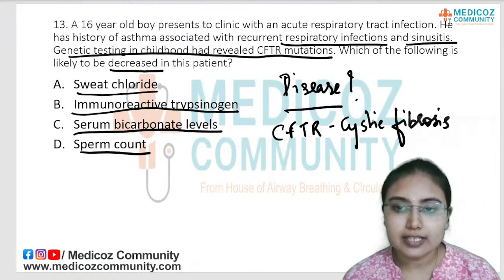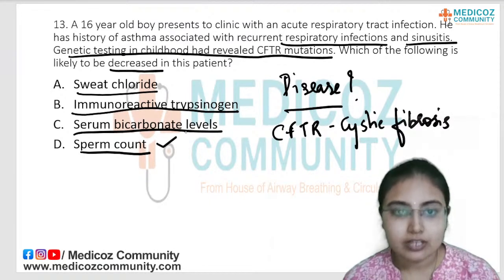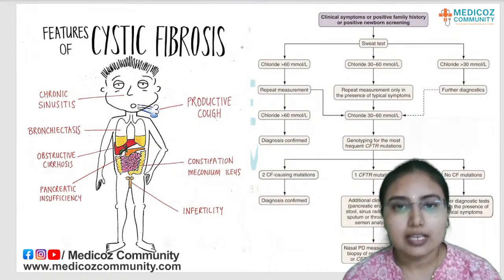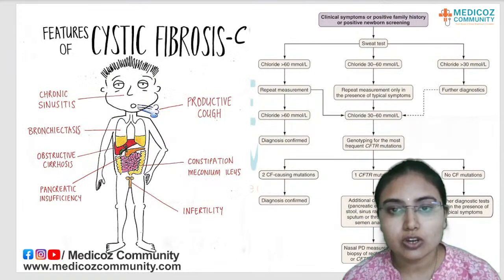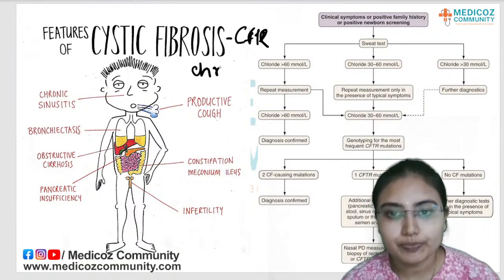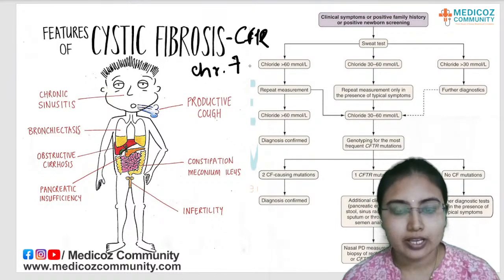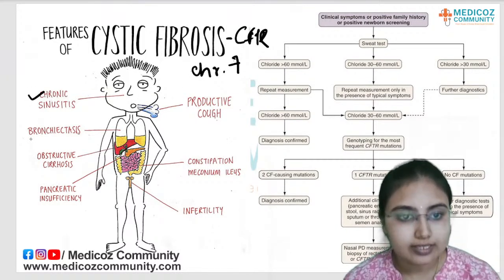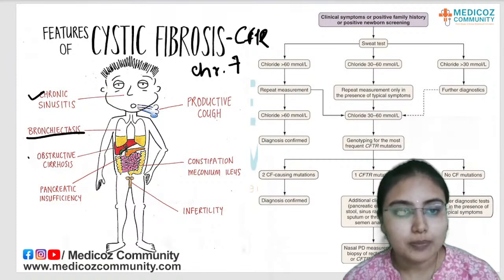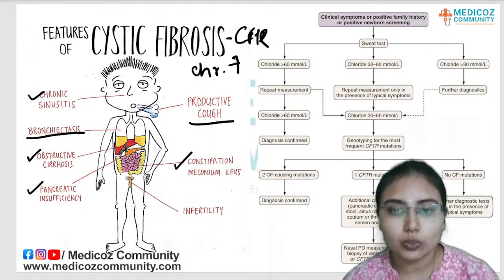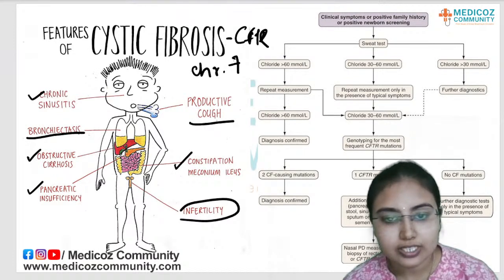Aarti Das has told me that the answer is D. So very good, Aarti. So we'll see now. Cystic fibrosis is because of a gene mutation called CFTR on which chromosome? On chromosome 7. And what are the clinical features of cystic fibrosis? Chronic sinusitis, bronchiectasis, obstructive cirrhosis, pancreatic insufficiency, productive cough, constipation, meconium ileus, and infertility.